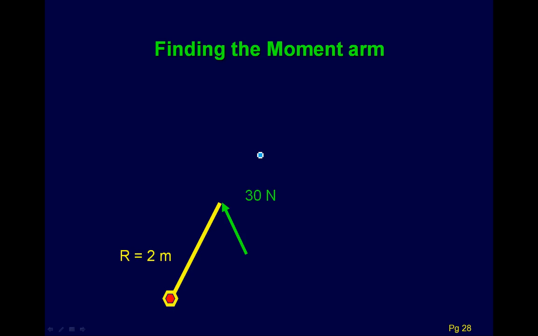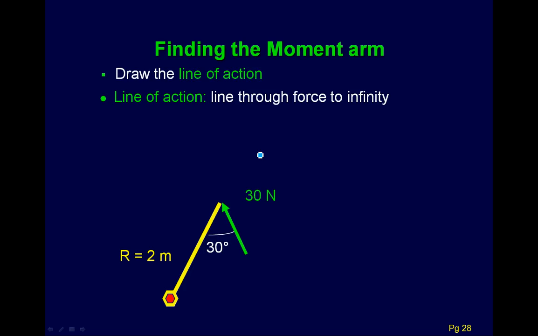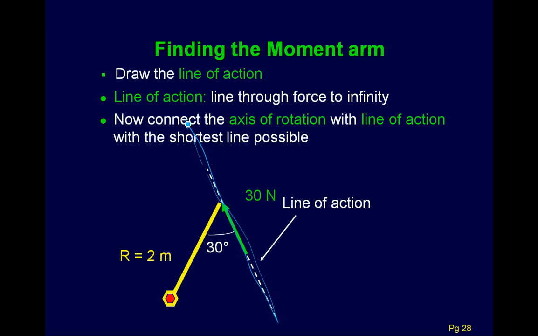And so here I have a wrench that's 2 meters long, so again it's a really huge wrench, I guess, and you're applying a force of 30 newtons at an angle of 30 degrees. So to find the moment arm, what you do is you define the line of action, which is basically just a line that goes all the way through this force here. Just draw a line through the force, and then what you do is you connect the axis of rotation. So here it's this wrench, and you're trying to connect the axis of rotation, that little red dot, with your line of action, the shortest distance possible. And that's, by definition, called the moment arm.